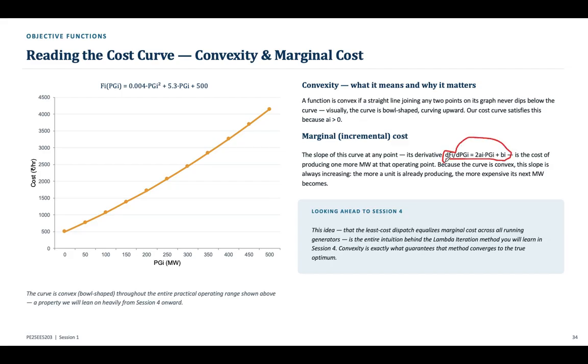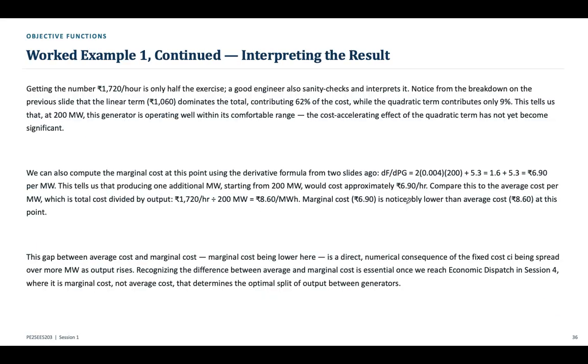Now when you try to compute the marginal cost by using the derivative formula, you can see df by dpg is equal to, you don't have the plus c term here, that is missing, right? Because once we differentiate, this constant will go off. So you'll be left with only 2 into 0.04 times 200 plus 5.3, right? So that gives you 6.90 rupees per megawatt.